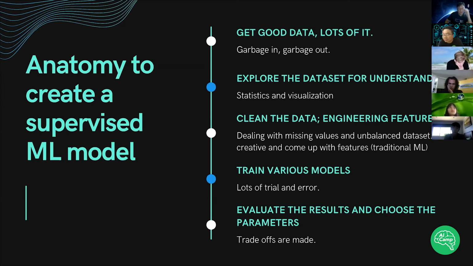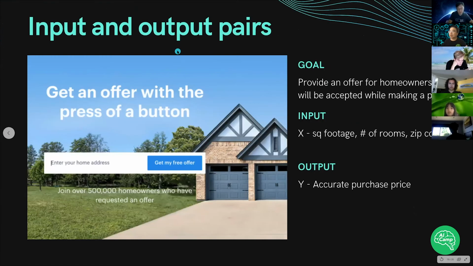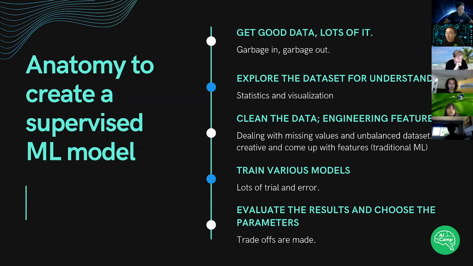And then once you have all these features and everything, now it's time to try various models. You try different models and see how they perform, okay? And lastly, you want to evaluate the results and choose the parameters, and there are trade-offs to be made. Again, input-output pairs. The goal is trying to predict the output. Input would be the X, like the square footage and rooms. Y would be the prices. So I'm going to use this as an example to illustrate these steps, okay?